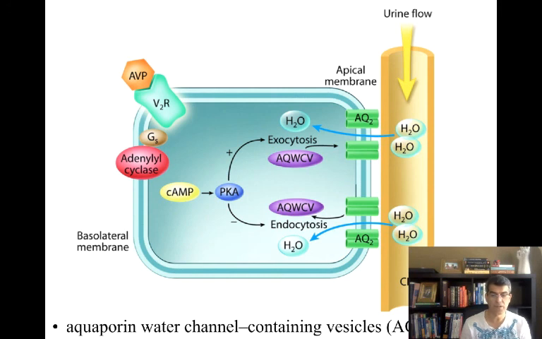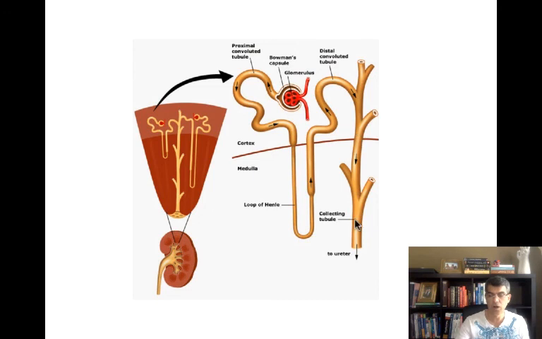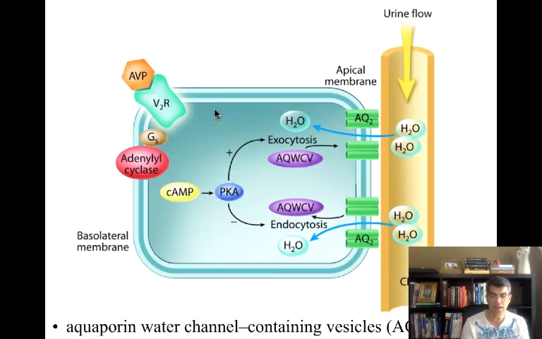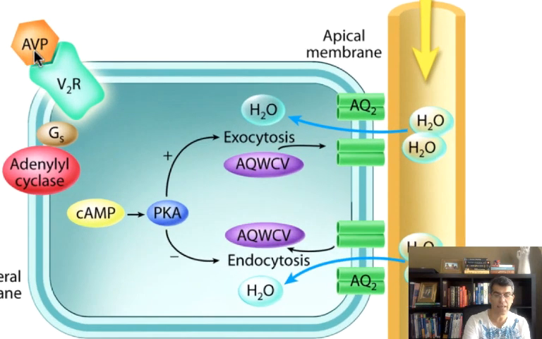ADH has two receptors. One is called V1 receptor, one is called V2 receptor. This picture shows V2 receptor. V2 receptors can be found in the wall of collecting duct. This cell is the cells of the collecting duct. ADH, or also is called AVP. Remember, there's another name for that. Arginine vasopressin. When ADH or AVP sits on the V2 receptor, this receptor is attached to GS protein.